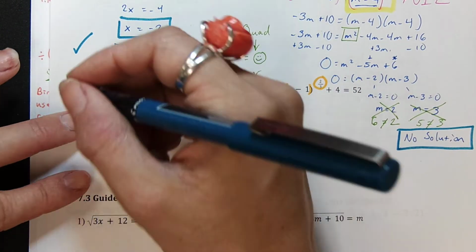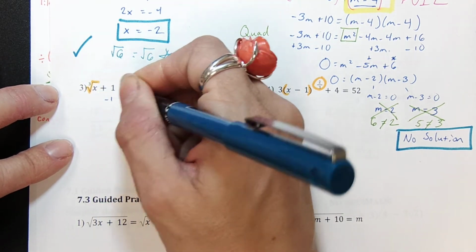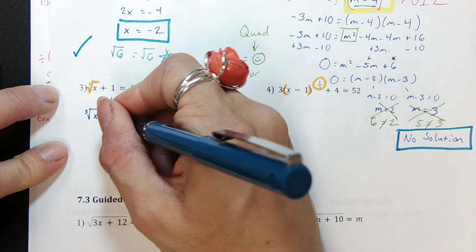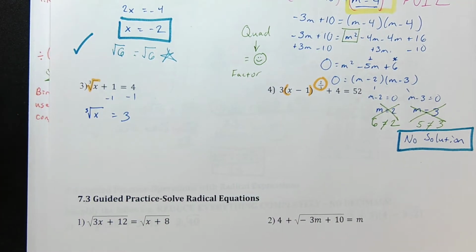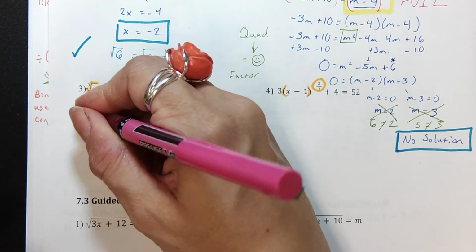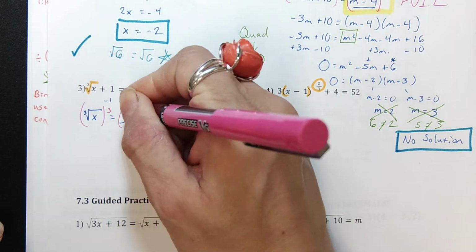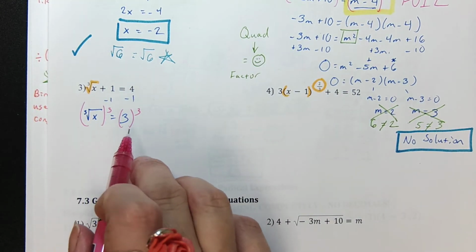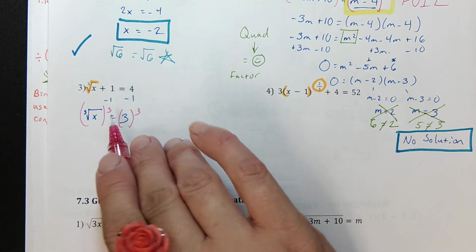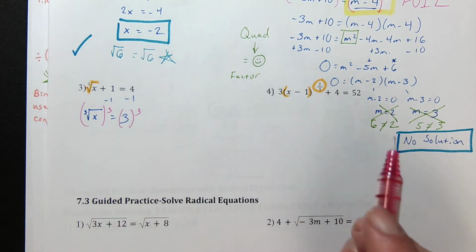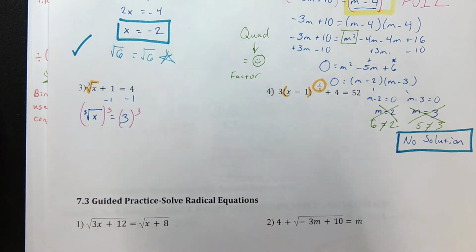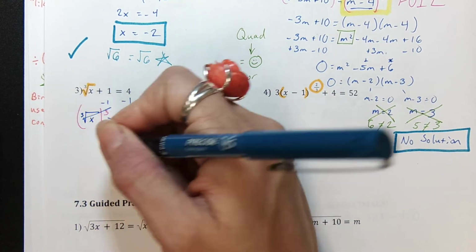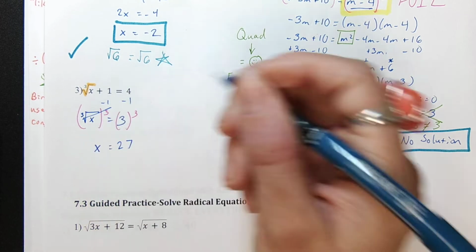To isolate our cube root, we're going to subtract 1. Making sure you still write that index. And then we're going to power up by the index, which this time we power up by 3. And for whatever reason, sometimes students will rush this and say that they get 9 on the right side, but this is 3 to the third, not 3 times 3. So 3 to the third is 27. The cube root cancels out the cubing, and x is 27.